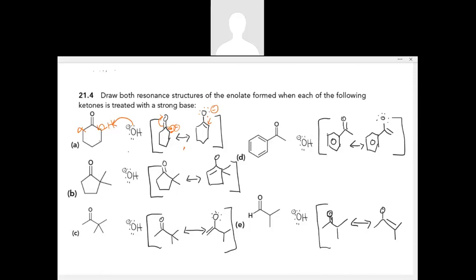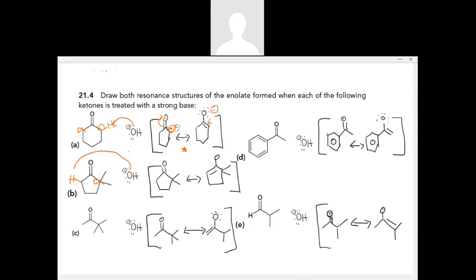So this is our answer for A, the 2 resonance structures shown with the curved arrows from 1 to generate the second. Let's take a look at what happens with structure B here. So at this alpha site, we do not have a proton to deprotonate on this cyclopentanone. So let's deprotonate over here.